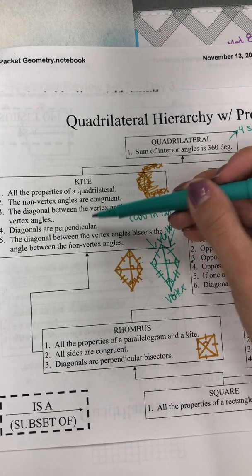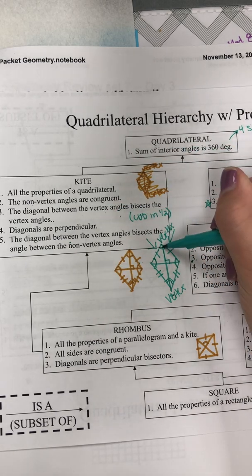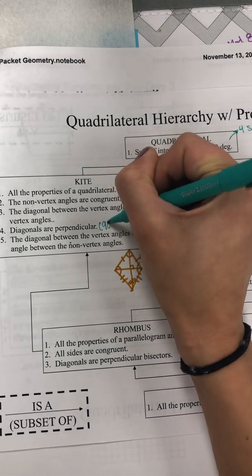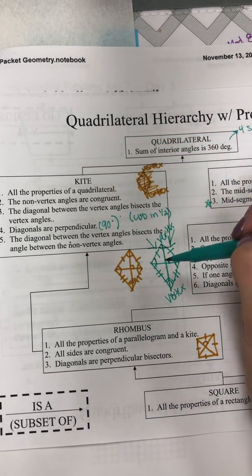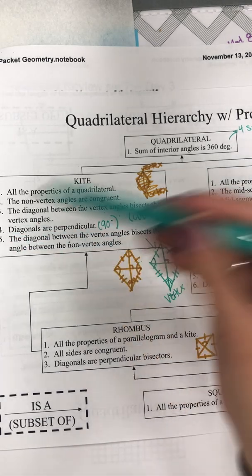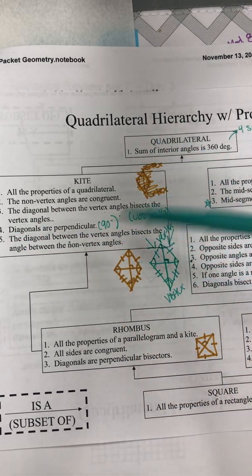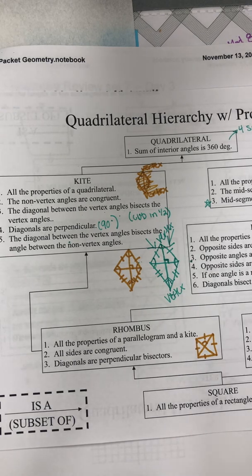Then number 4 says the diagonals are perpendicular. Well, that means where these diagonals hit in the middle is a 90-degree angle. That's what perpendicular means. So you might want to make a note of that. And then number 5 is not super important, but you can write it down anyways. But that's basically what you need to know regarding a kite.